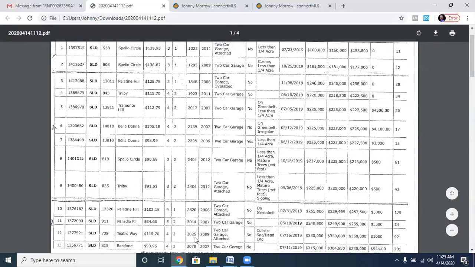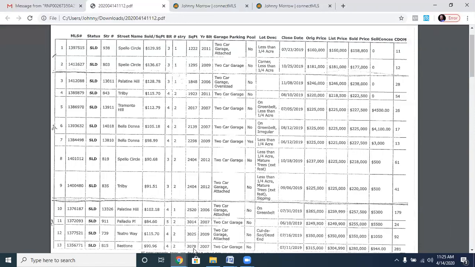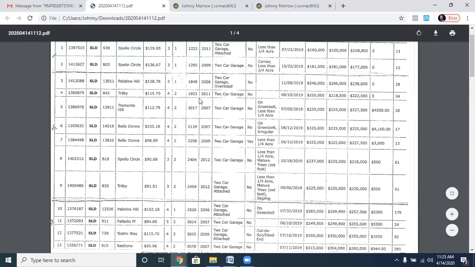There's a big spread here between the smallest home and the largest home. One of the things that I want to point out to the seller at this point is, I want you to take a look at this. Do you see this sold price per square foot?